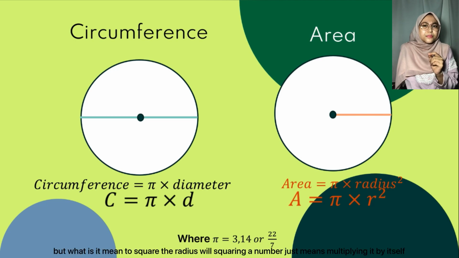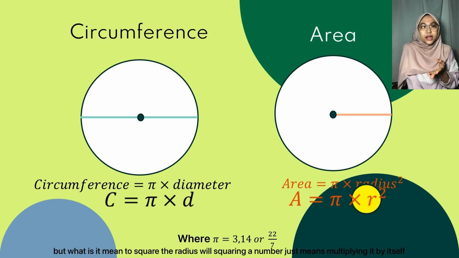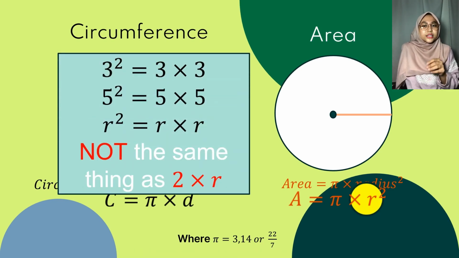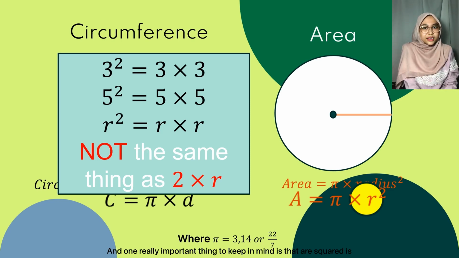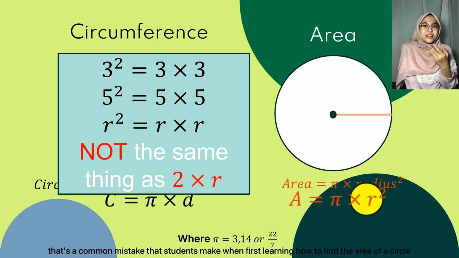Okay, but what does it mean to square the radius? Squaring a number just means multiplying it by itself. For example, 3 squared just means 3 times 3. 5 squared just means 5 times 5, and r squared just means r times r. So the formula is really just area equals pi times r times r, but we write it in the r squared form because it's more compact. And one really important thing to keep in mind is that r squared is not the same thing as 2 times r. That's a common mistake that students make when first learning how to find the area of a circle.